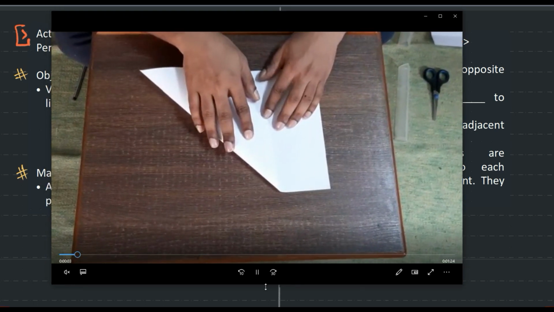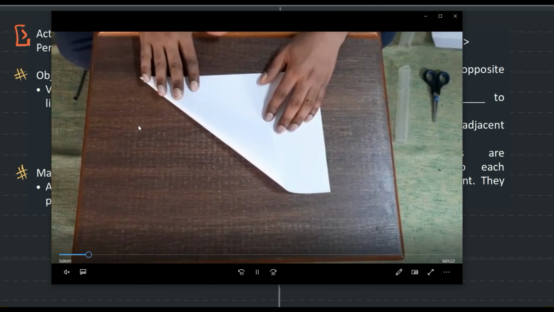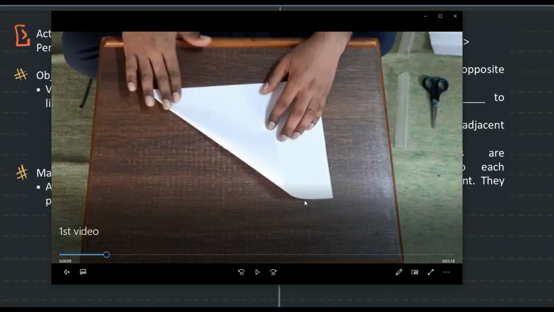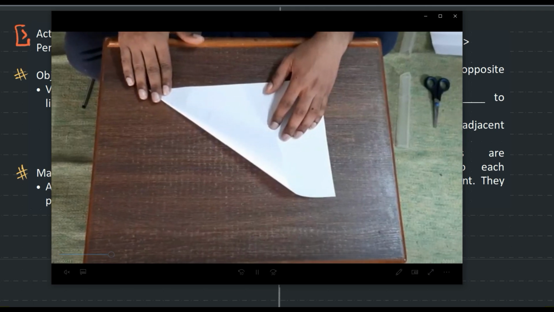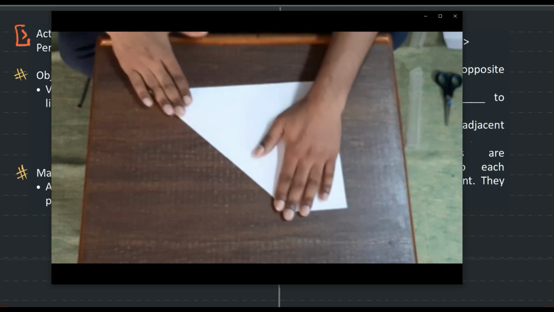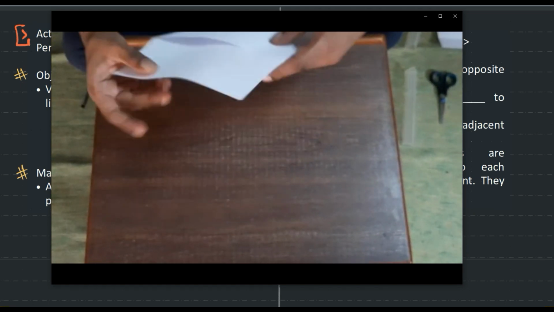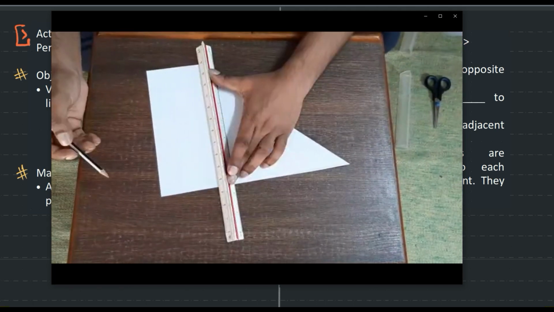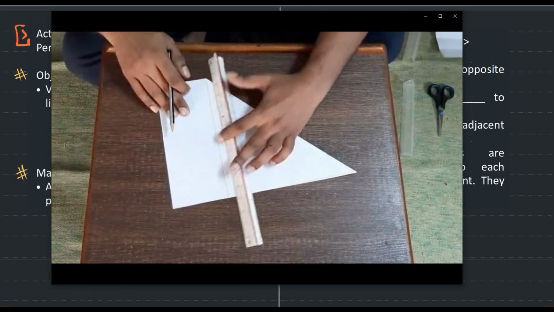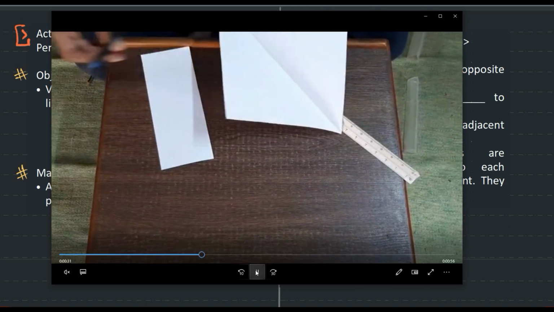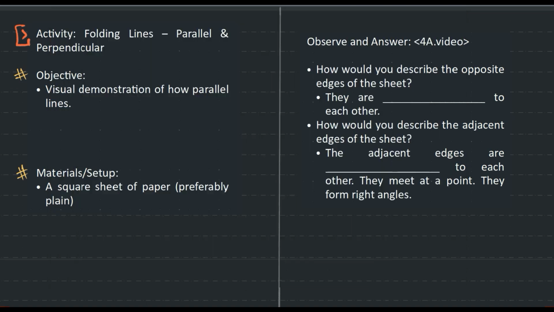Just fold in a way wherein the edge from this side overlaps with the edge of the other side. Then you have to fold it properly, and then I'm drawing a line and cutting the paper. So that's how you get a square sheet of paper.